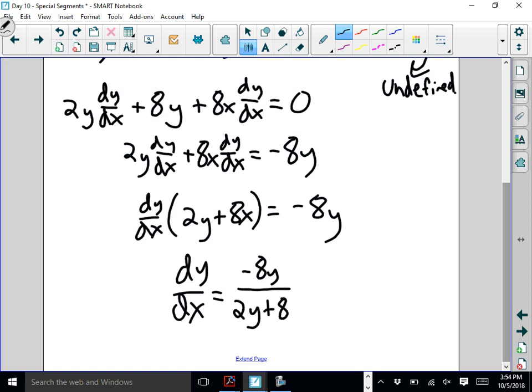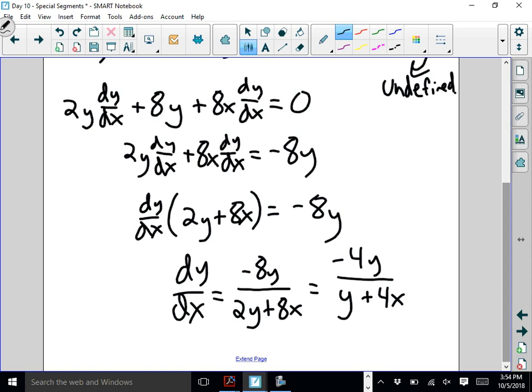Simplifying here, what can I do? What can be reduced here? Well, it'd be nice if I could cancel my y's since I don't have a y value. I can't do that, however, because I don't have a y in all three terms. All I can do here is divide by 2, and I'm going to call this negative 4y over y plus 4x. So that's a simplification I can do. But unfortunately, I'm going to really need to know y.